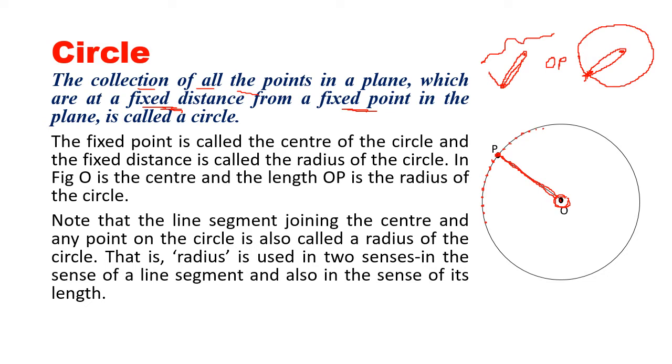Now the fixed point is called the center. So remember this word center. So O is the center of the circle. What is O? O is the center of the circle. So the fixed point is called the center and the fixed distance is called the radius. Remember this word. So here OP is the radius, and we write the small letter r for radius. So length of OP. So in this figure what have we got? O is the center and length of OP is the radius.